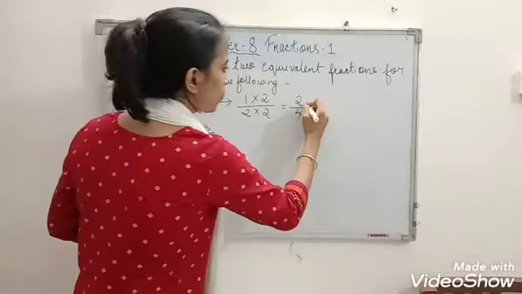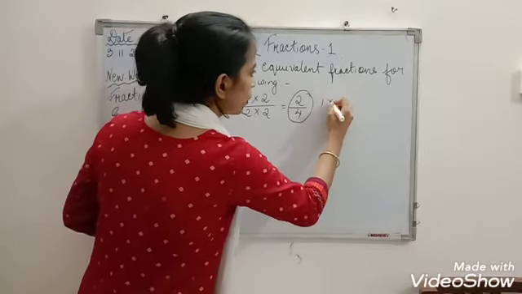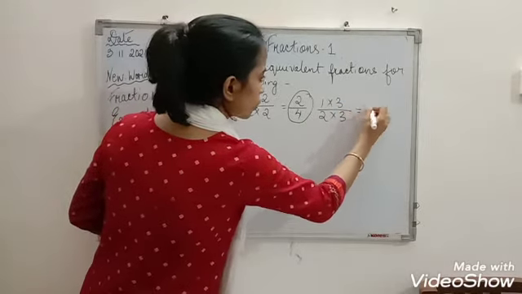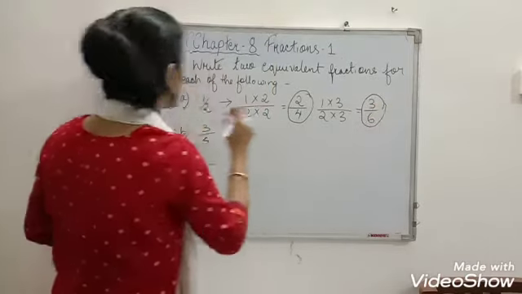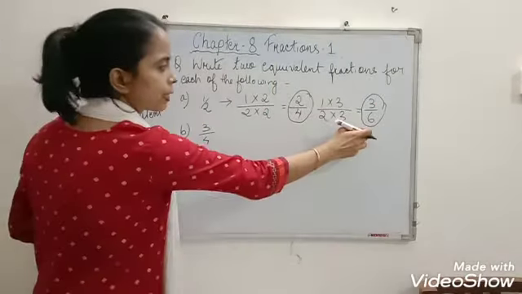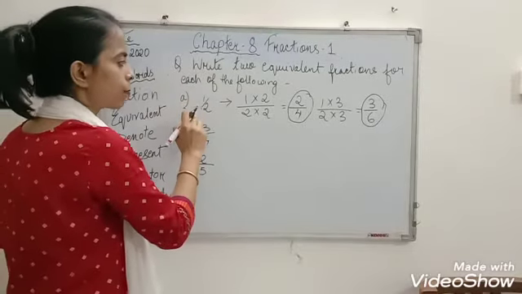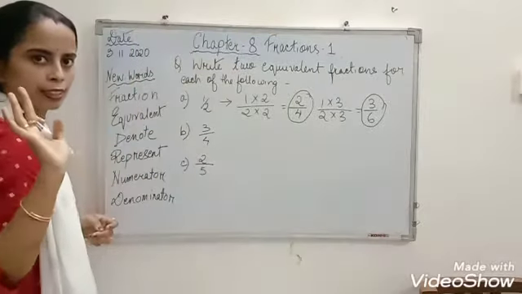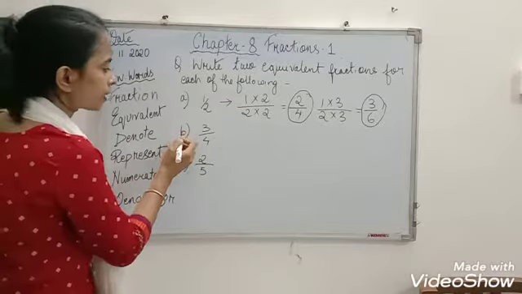Next, 1 into 3, 2 into 3. So another one is 3 by 6. The next equivalent fraction of 1 by 2 is 3 by 6. So we get two equivalent fractions of 1 by 2. One is 2 by 4 and another one is 3 by 6. I hope it is clear how to find out equivalent fractions. Next come to number B.